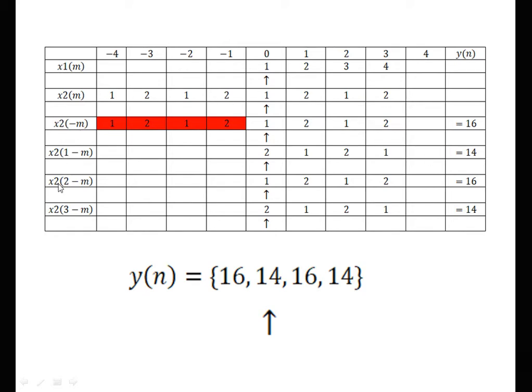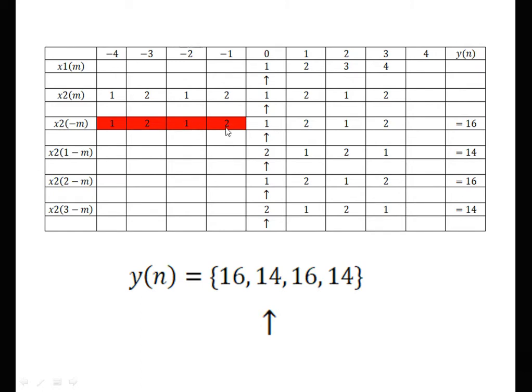Next time we require x2 of 2 minus m. This is nothing but the signal which is flipped and delayed by 2 units. Now this is x2 of minus m. Now we require to shift this arrow to the left by 2 units. Therefore this is 1 and this is 2.